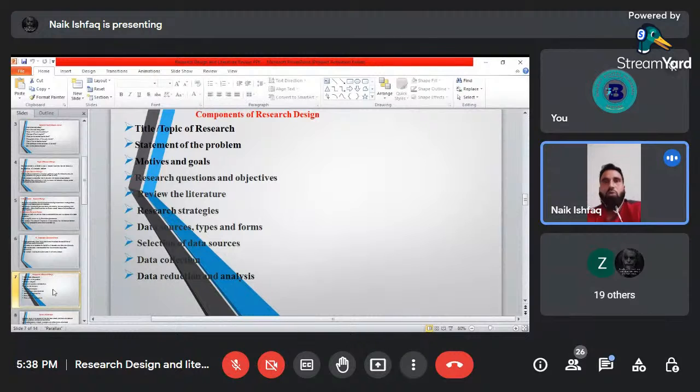So there is another data collection. How is the researcher going to collect the data? For that purpose, he needs to frame the interview schedule or the questionnaire. At that time, he collects the data from the field. And for the last one, data reduction and analysis.